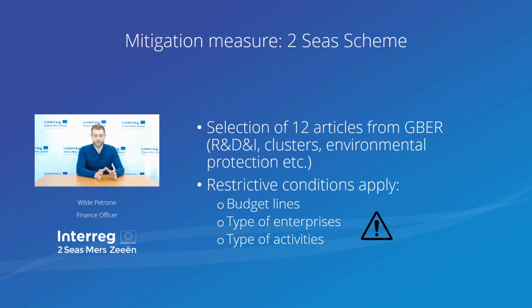One important point as well here is that, as I said, you will have to select one article of the 2C scheme. If you select one article, you might have, and you will notice if you read the 2C scheme, you might have to apply specific and restrictive conditions based on the budget lines, on the type of enterprises. So some enterprise categories, let's say large or small, will have more or less possibility to receive funding. Type of activities, maybe one article will cover only the investment costs, for example. So these are the things to be taken into account if you apply this article.